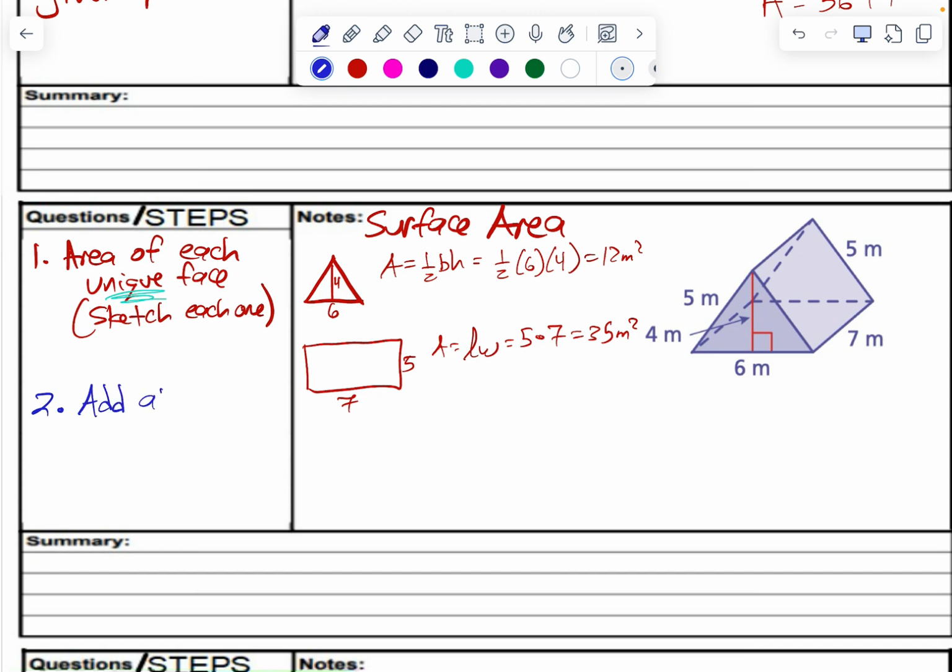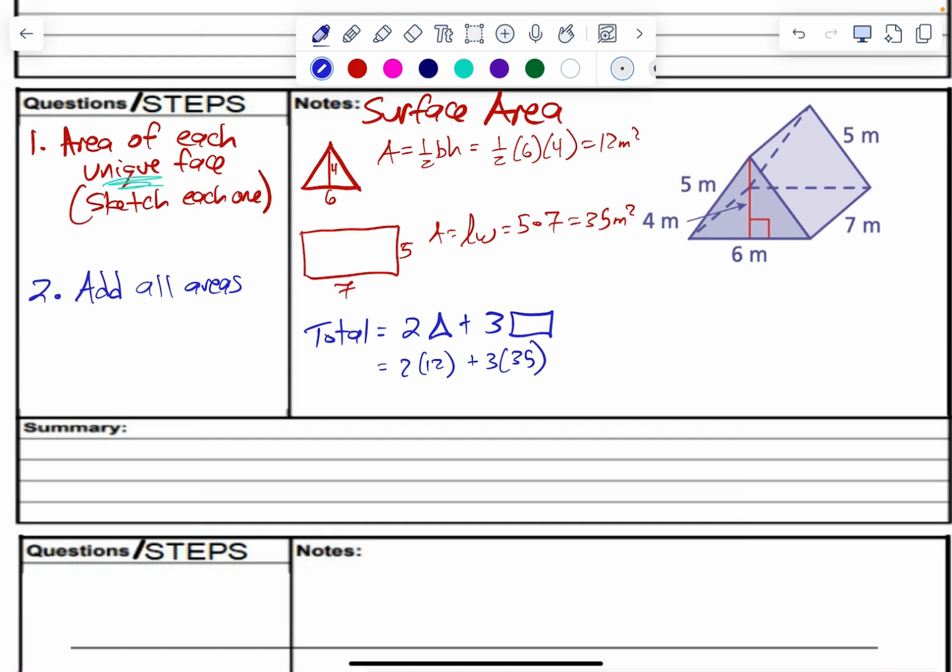Okay, step 2, add all areas. You can make life a little bit easier on yourself sometimes if you multiply when you have repeated versions of the same face. So the total is 2 triangles plus 3 rectangles. So 2 times 12 plus 3 times 35. So 24 plus 105 is 129 meters squared.